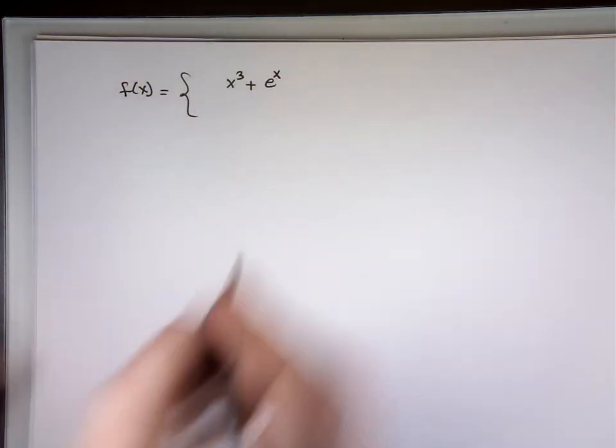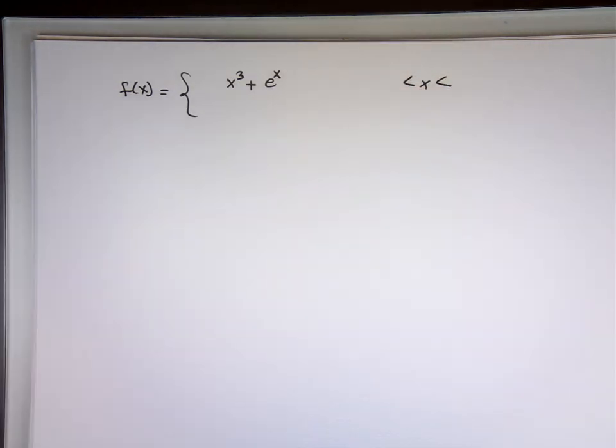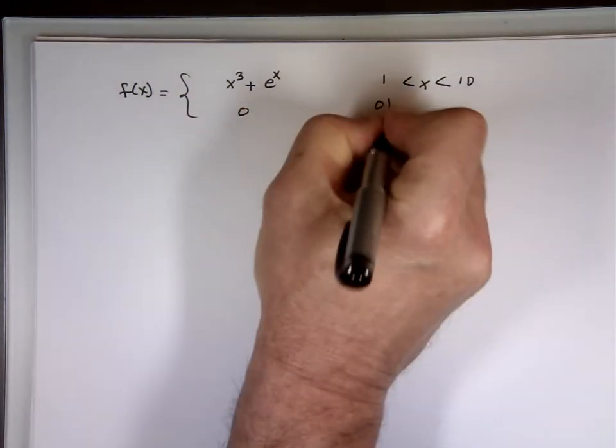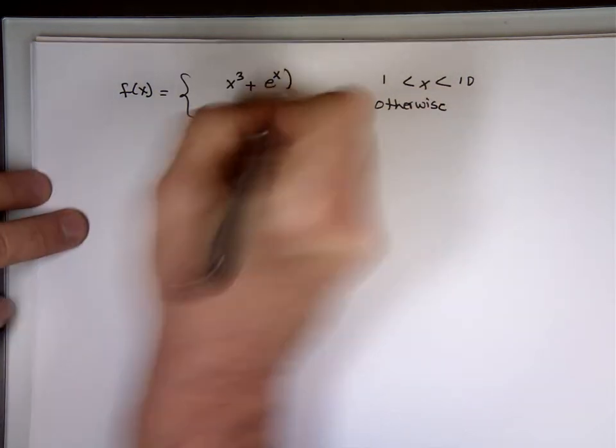And give me from where to where. X between what and what you want it to be. Pick any number. 1 to 10, and 0 otherwise. So what I do, I say, you know what? Let's put a k in the front.